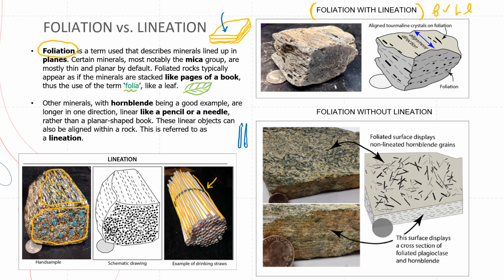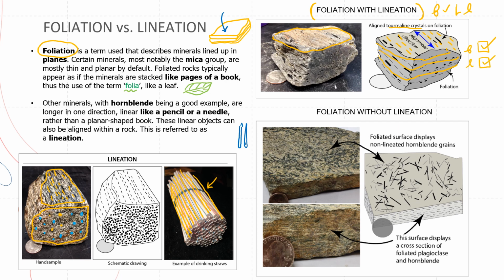So what that means is that if you cut across it this way, you will see that they are aligned in the different planes. So we have that planar element, so it means it has foliation. And also you find that the minerals are aligned in the same direction. So in this case, these tourmaline crystals are aligned in the same direction on the foliation. So that means it has lineation as well.